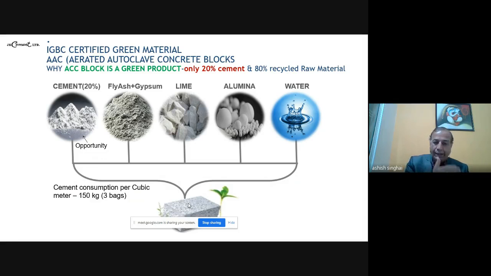And again, as I said in the one slide where I showed you the 8 major points for getting the green building credit, the one point that you can recall is the recyclability of the product after its life cycle. So in that category also, AC block, once the building has completed its life cycle, once the building has been demolished, wherever the AC blocks were used, they can again be procured and used as partial replacement for coarse aggregate. So it has a wonderful life cycle and recyclability.